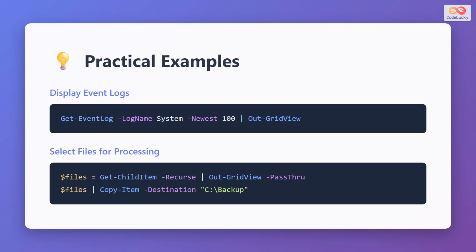Second, selecting files for processing. You can write $files = Get-ChildItem -Recurse | Out-GridView -PassThru. This shows all files in the current directory and subdirectories, lets you select specific files you want to work with, then the next line pipes those selected files to Copy-Item -Destination "C:\backup". This creates an interactive file selection and copy workflow.